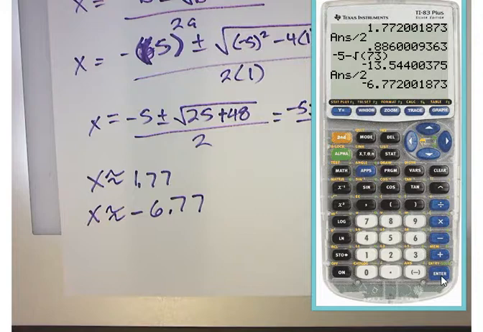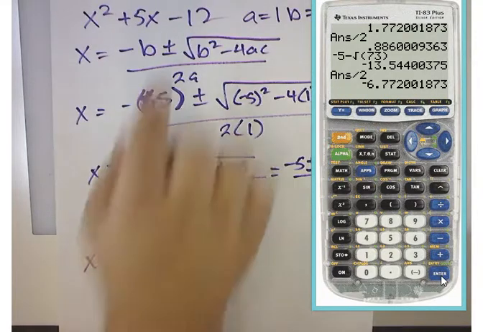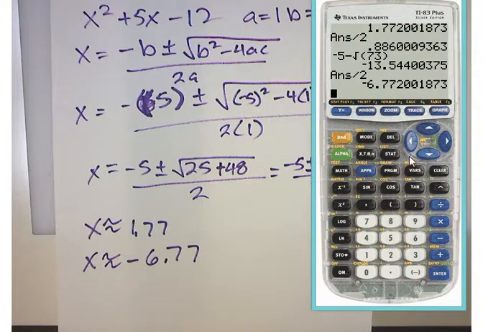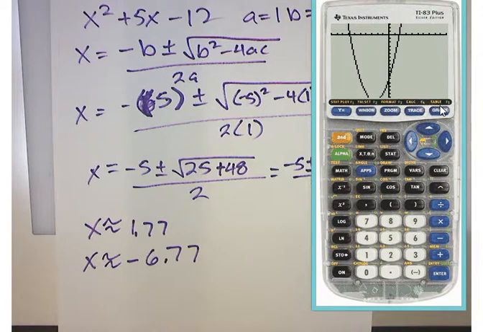Now how could I verify that real quick? Well, I could just plug this expression into my calculator and see. Okay, so what I'm going to do is I'm going to say x squared plus 5x minus 12, graph it, and if I plug in trace, now this is kind of cheating, but that's okay. If I plug in trace and I say 1.77, it should be pretty close to 0.